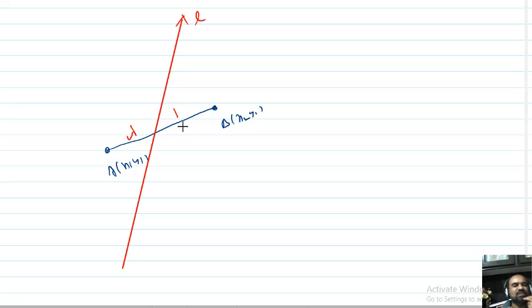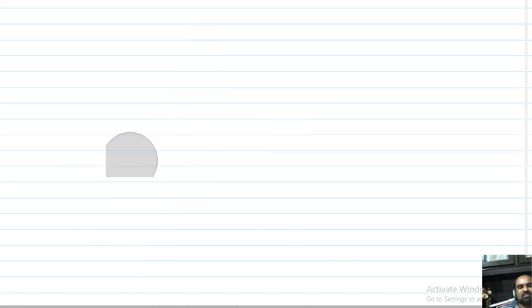How to find the ratio? Our concept is at what ratio a line divides the line segment joining two given points. How to find the ratio? That is today's concept. Okay.